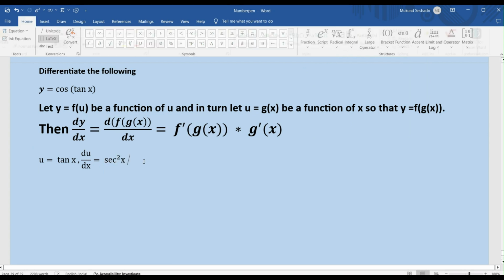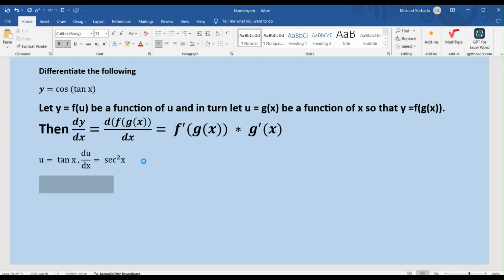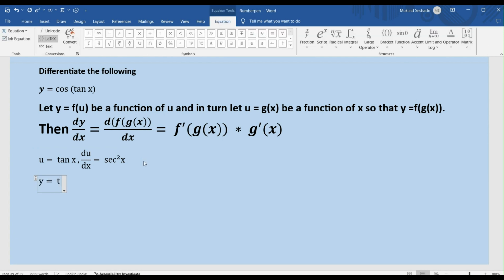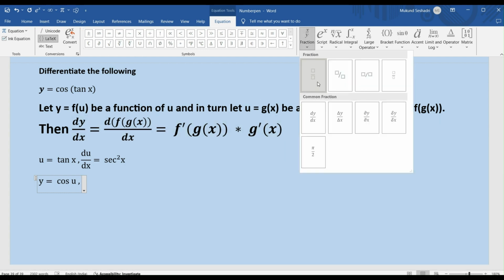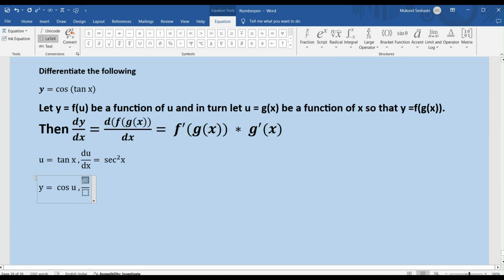And then I go ahead and represent my y in terms of u, which is nothing but cos of tan x, which is my cos of u. And what is my dy by du? My dy by du is minus sine u, right? So we have our du by dx, and we have our dy by du.